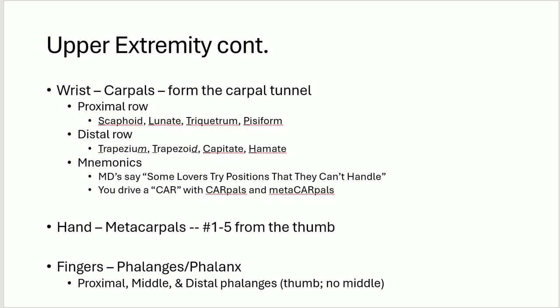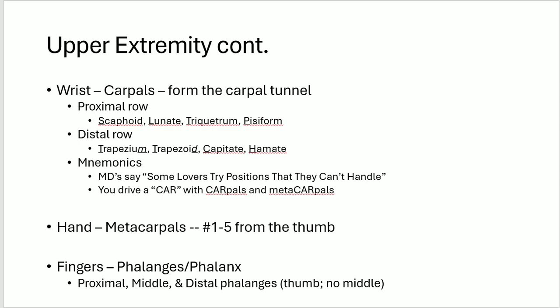Alrighty, so let's continue talking about upper extremities. Wrist bones are called carpals. They form the carpal tunnel, and we have two rows. Our proximal row from the thumb to the pinky is the scaphoid, lunate, triquetrum, pisiform. And then the distal row from thumb to pinky is trapezium, trapezoid, capitate, and hamate.